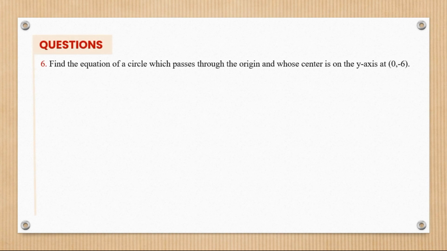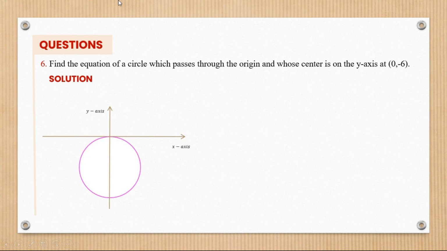Question 5. Find the equation of a circle which passes through the origin and whose center is on the y-axis at 0, -6. So now that means we just have to first locate the point on the y-axis where we have 0 and -6. That means that the y-coordinate of the center is negative. So that means that we're in the region where we have a negative, and the x-coordinate is 0. So we shall have the center on the y-axis. And then we've been told that it also passes through the origin. So that's why we have it passing through the origin where we have 0, 0. So this is what we'll have right now.